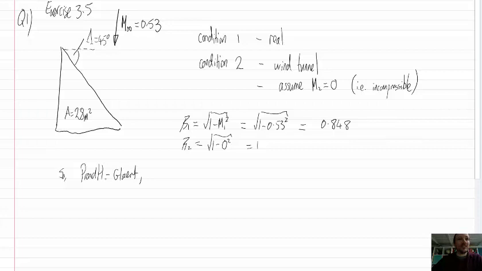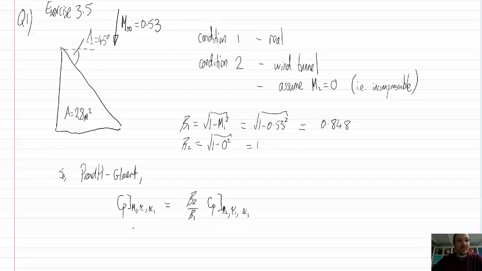Prandtl-Glauert tells us that the CP at M1, tau 1, alpha 1 is equal to beta 2 over beta 1 times the CP at M2, but the same thickness ratio, same angle of attack. Okay.